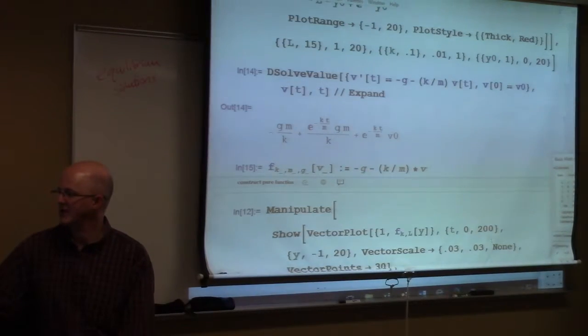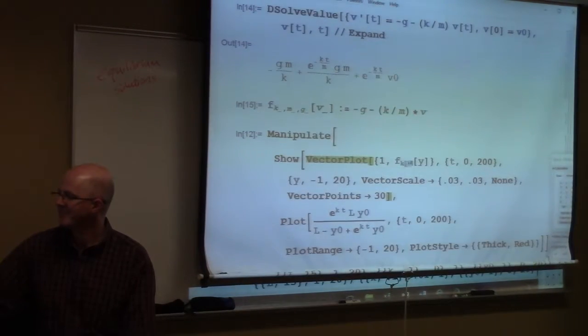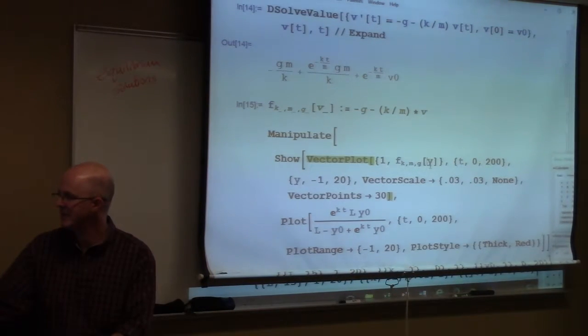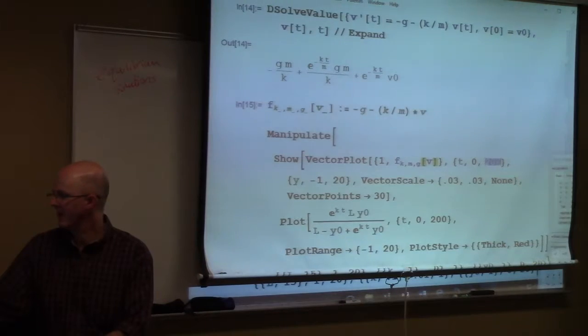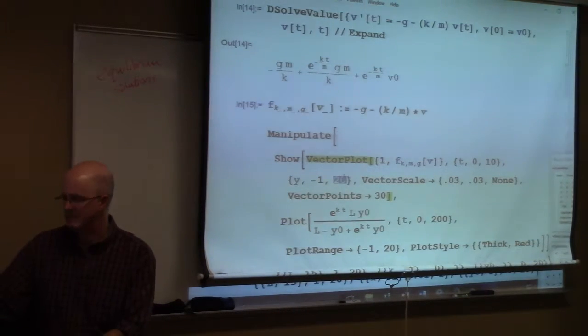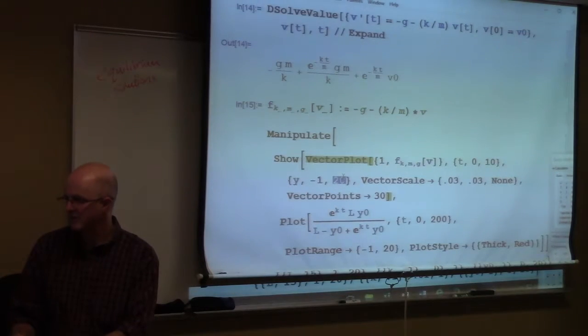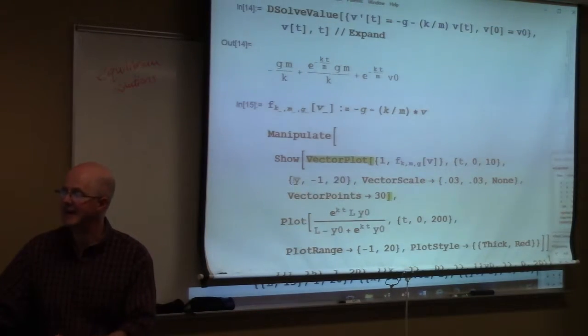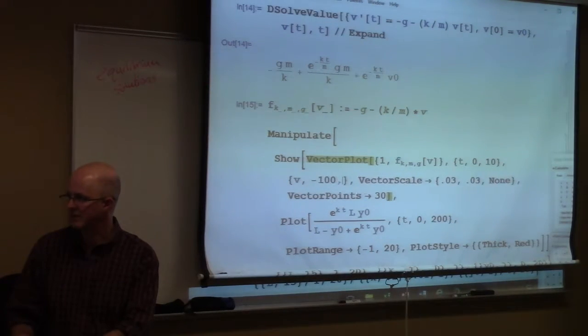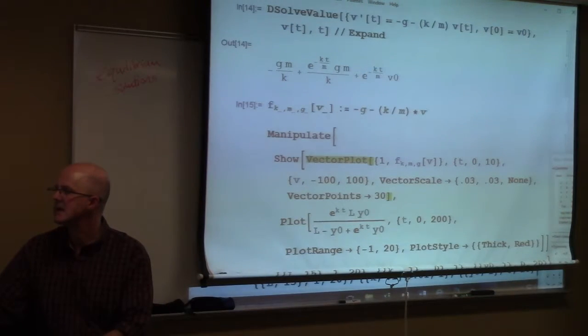Make appropriate changes down here. Make this a k comma m comma g. Make this a v. Probably don't need to go so far out in time, maybe just 10 seconds. Let's try now. But let's let y go, or v go higher. Well, this is a velocity. This is not a height. Velocity can be negative. Maybe we should go like negative 100 to positive 100 here.